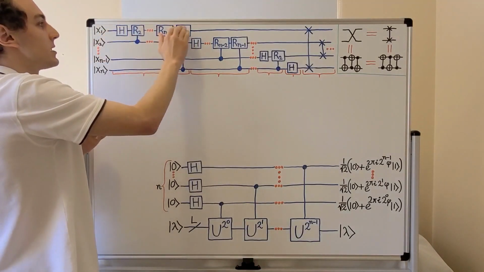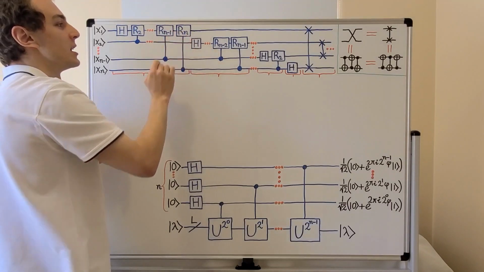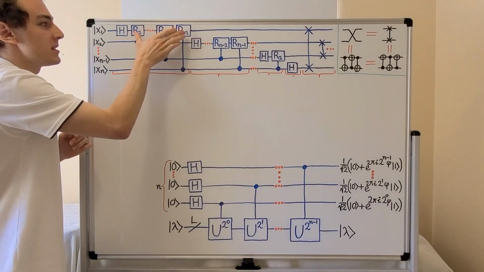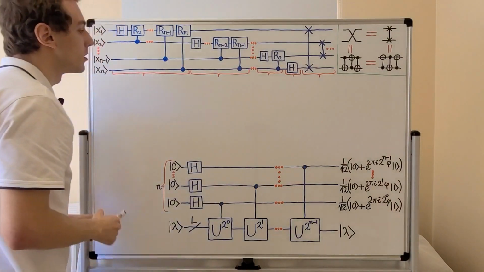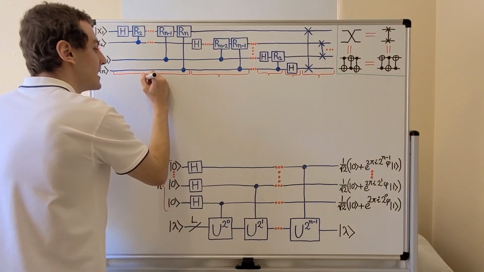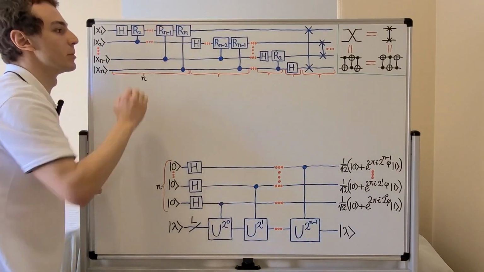So we have a sequence of n-1 controlled rotations. So we have n-1 controlled rotations plus this Hadamard gate. That gives us a total of n gates in this part over here. So we're applying n gates to the first qubit.